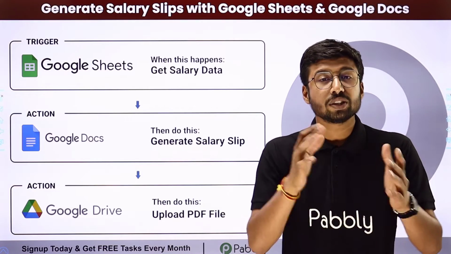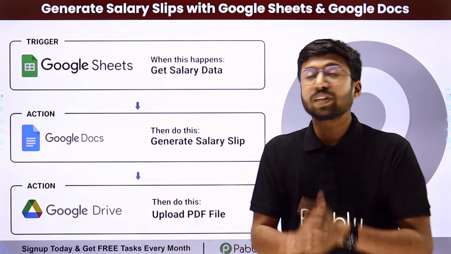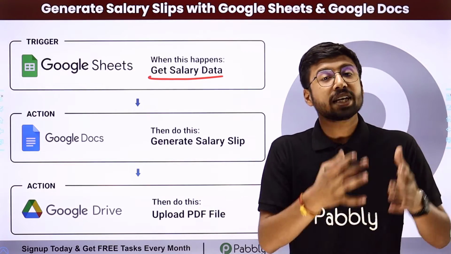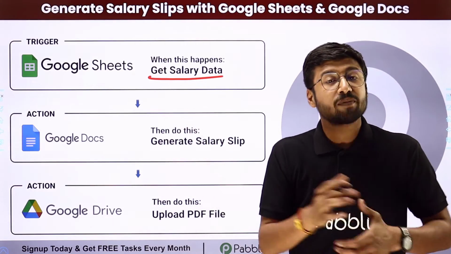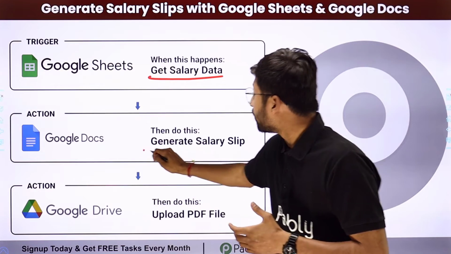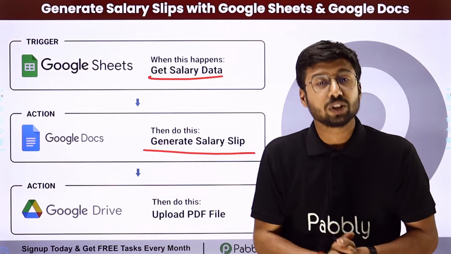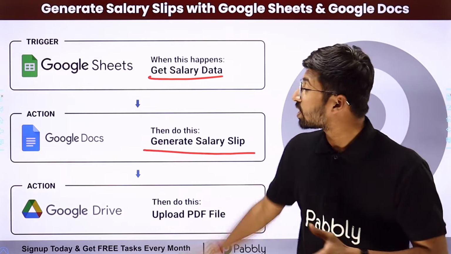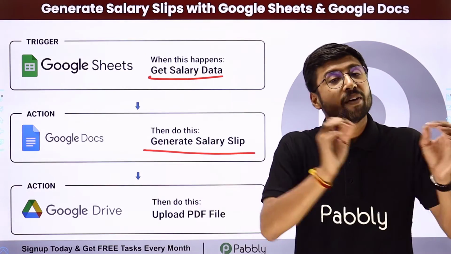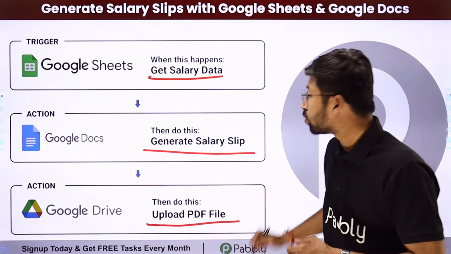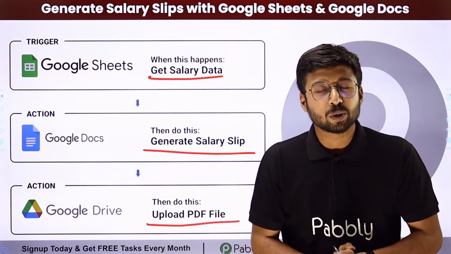So using this automation, just by entering the salary details of the employee in a Google Sheet, you can automatically get those details, and after getting it, using the template of a salary slip which we have created in Google Doc, we are going to generate the salary slip for all the employees whose data we have added in Google Sheet. And after generating the salary slip with Google Docs and Google Sheets, we are going to get the PDF file of the same newly generated salary slip from Google Drive, and we are going to store it over there.